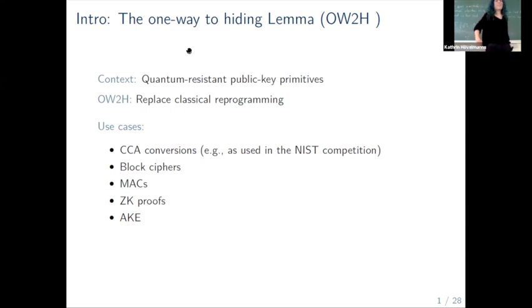Okay, sorry about that. So one-way to hiding is used to replace classical reprogramming strategies, and common use cases are CCA transformations as were used during the NIST competition, for example, the well-known Fujisaki-Okamoto transformation, but also block ciphers, message authentication codes, zero knowledge proofs, and authenticated key exchange.